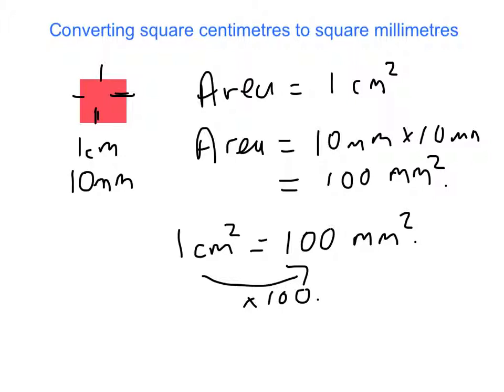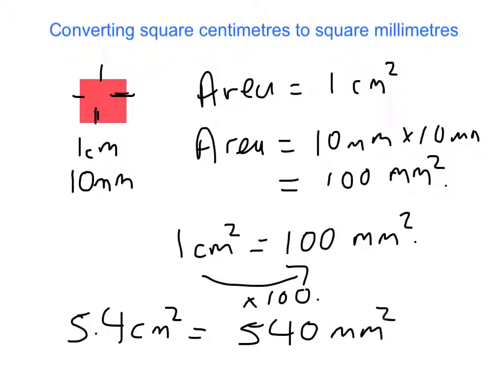For example, if I had 5.4 square centimetres, multiplying that by 100, I know that's going to be 540 square millimetres. In other words, in this 1 square centimetre here, we could fit in 100 square millimetres.